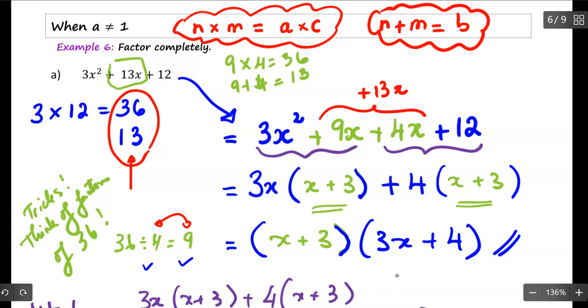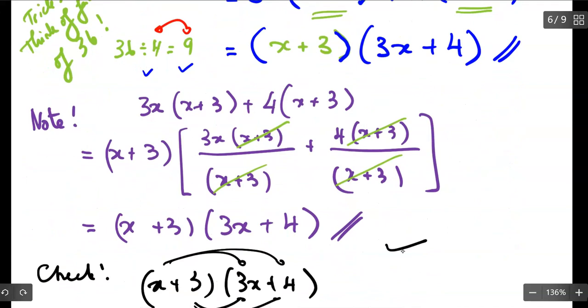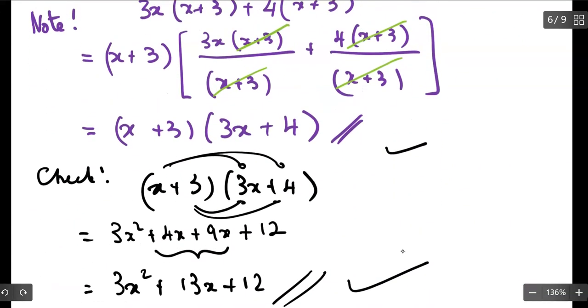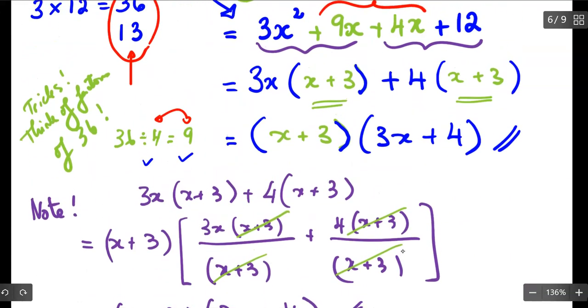Okay, so I should put this here for everyone to see. So that's why I break the middle term into 2 parts, and then from there we can do common factor and then factor by grouping. In the end, we should check our answer.